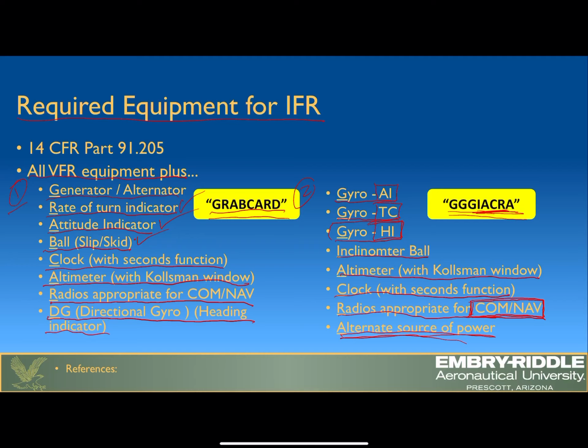So remember, this is all found in 91.205. So if you're ever confused, go check out 91.205 and you can read through the required equipment for both VFR flight as well as IFR flight. And remember, if you're flying IFR, then you need everything. You need all VFR equipment as well as IFR required equipment.